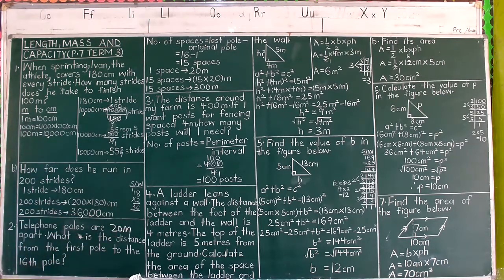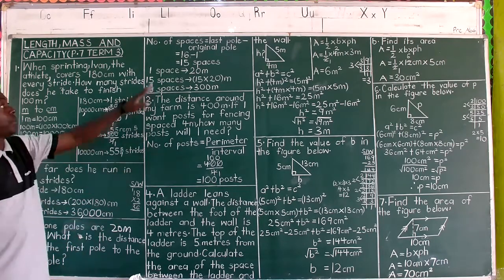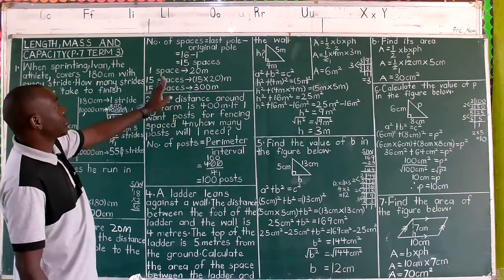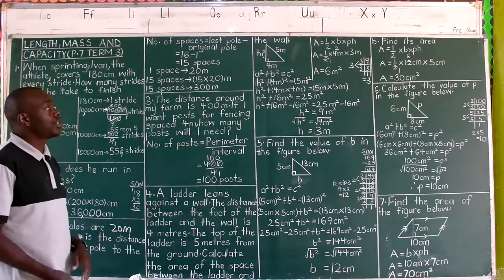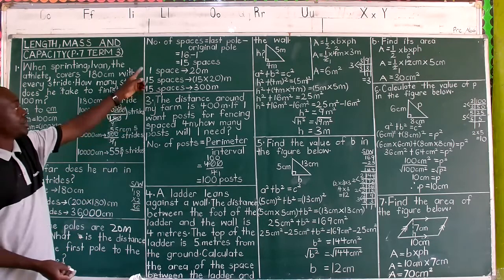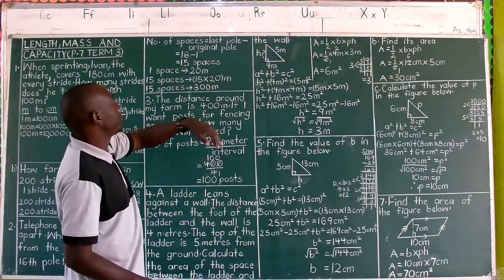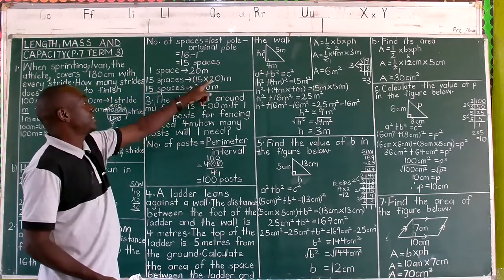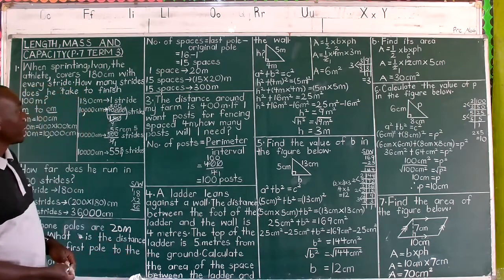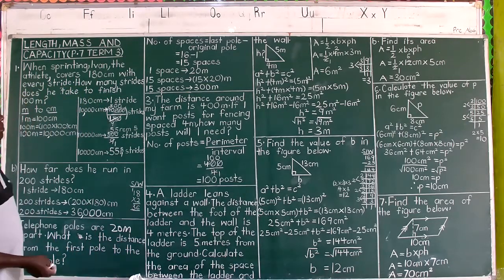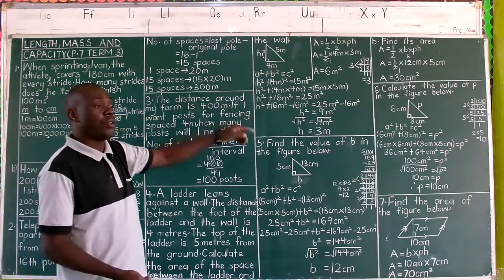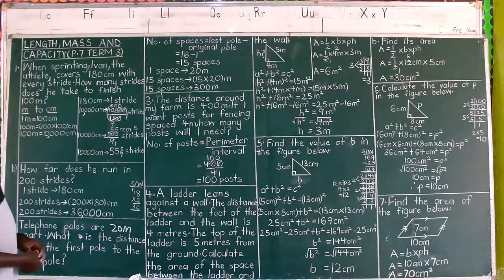The telephone poles are placed 20 meters apart, meaning from one pole to the other is 20 meters. What is the distance from the first pole to the 16th pole? Like I said before, get the number of spaces. Last pole minus original pole, 16 minus 1, and get 15 spaces each of 20 meters. So we say one space is of 20 meters. What about 15 spaces? That's 15 times 20 meters, where 15 times 2 gets 30, and it's this 0. So from the first to the 16th pole, there is a distance of 300 meters.